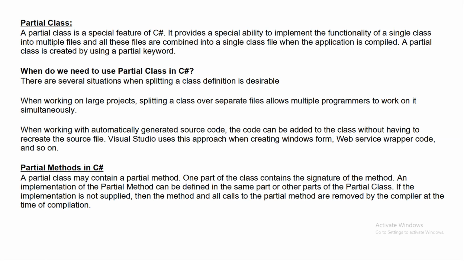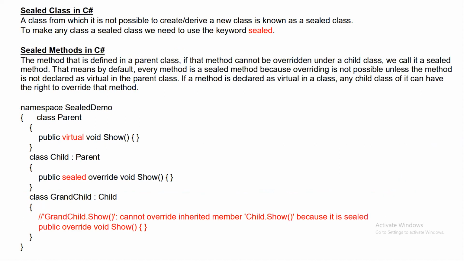Same way, partial methods we already discussed. Now sealed class. As the name depicts, it's sealed. You are not allowed to create or derive a new class from a sealed class. It stops right there; there is no further cloning or inheritance. So you have to use the keyword called sealed. The method that is defined in a parent class, if that method cannot be overridden in a child class, we call it a sealed method.